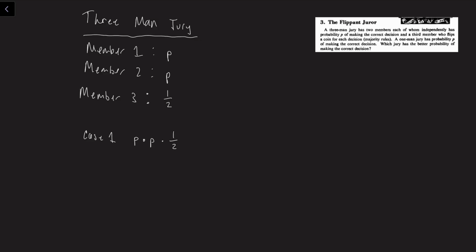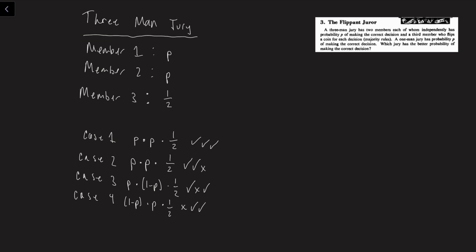Let's let case 1 represent all 3 of them making the correct decision. We can multiply these probabilities together because they're each independent. Let's let case 2 represent the time where the first 2 make the correct decision and member 3 makes the incorrect decision. Case 3 represents member 1 and 3 making the correct decision and member 2 making the incorrect decision. And case 4 represents member 1 making the incorrect decision and 2 and 3 making the correct decision. These 4 cases represent the ways the jury can make the correct decision.